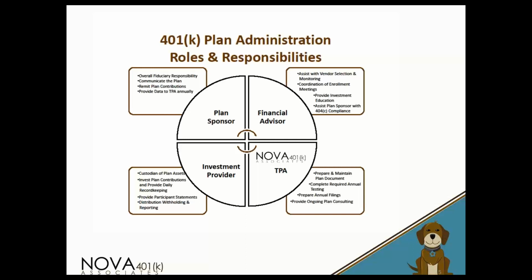So getting right into plan administration roles and responsibilities. You can see this little graphic here shows that there's four main entities that help to run a 401k plan. The first one in the top left corner is the plan sponsor, and that would be you who established the 401k plan. Your responsibilities as plan sponsor are the overall fiduciary responsibilities. You're responsible for communicating the plan to your employees, and you're also responsible for depositing contributions that your employees make, and you need to provide on an annual basis data to the third-party administrator so that they can do the testing for your plan. And in this case, Nova would be the third-party administrator.